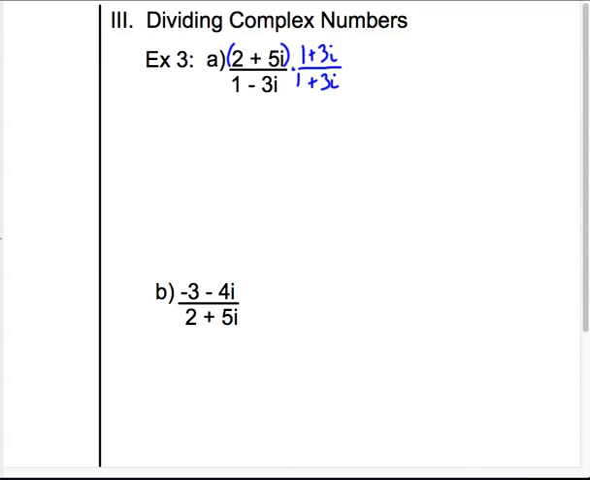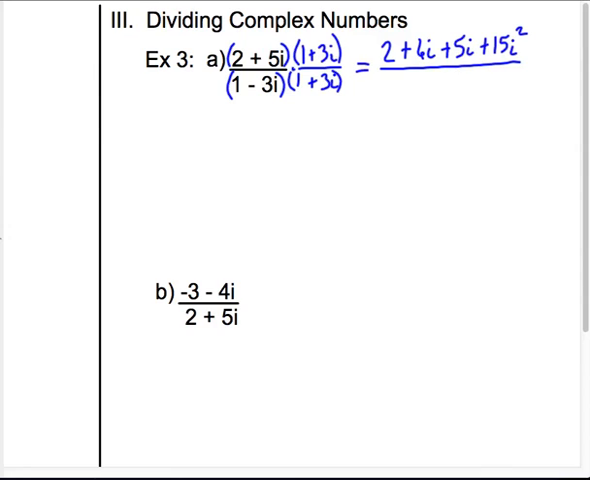So in order to multiply these, I need to use my distributive property. So for the numerator, I've got the 2 times 1 is 2. 2 times 3i is 6i. 5i times 1 is 5i. And 5i times 3i is 15i squared.